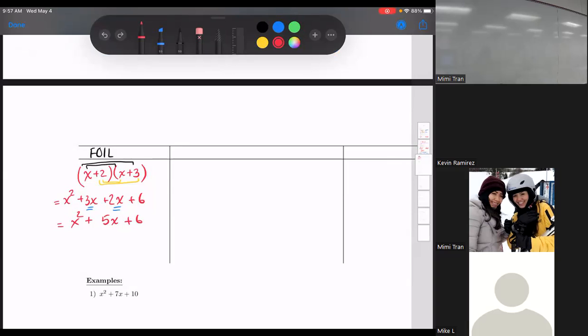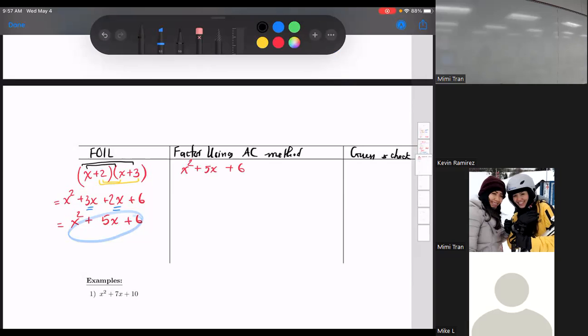All right. But what if I give you this, and then I ask you to reverse engineer? So if I give you x squared plus 5x plus 6, and I ask you to factor it, how do I do that? So here I'm gonna say factor using AC method. And here is guess and check method. I don't have enough space, I'm just gonna say guess and check.